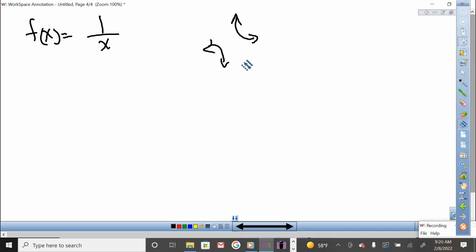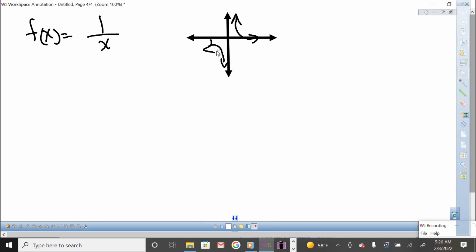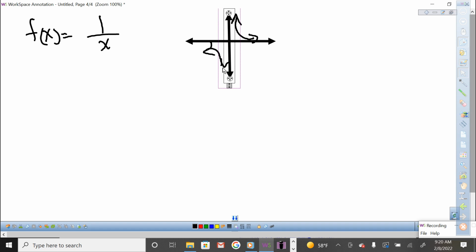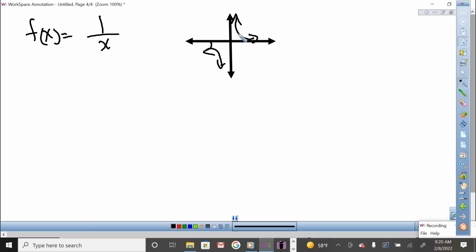And here's my coordinate plane. All right, let me straighten that out. My goodness. Better? Yeah. Kind of, sort of? Yeah, okay. Oh my goodness. Okay, there it is.